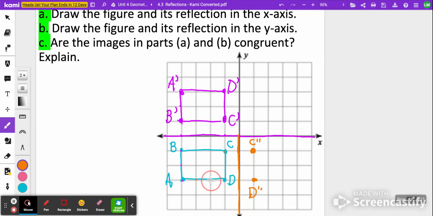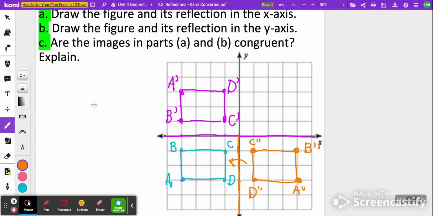D is also going to be one step away. A is 1, 2, 3, 4 steps away. So 1, 2, 3, 4 for A double prime. And then B is also 4 steps away, so B will continue to be right there matched with A. So now we have a reflection over the y-axis, and it should be a mirror image of the pre-image there.